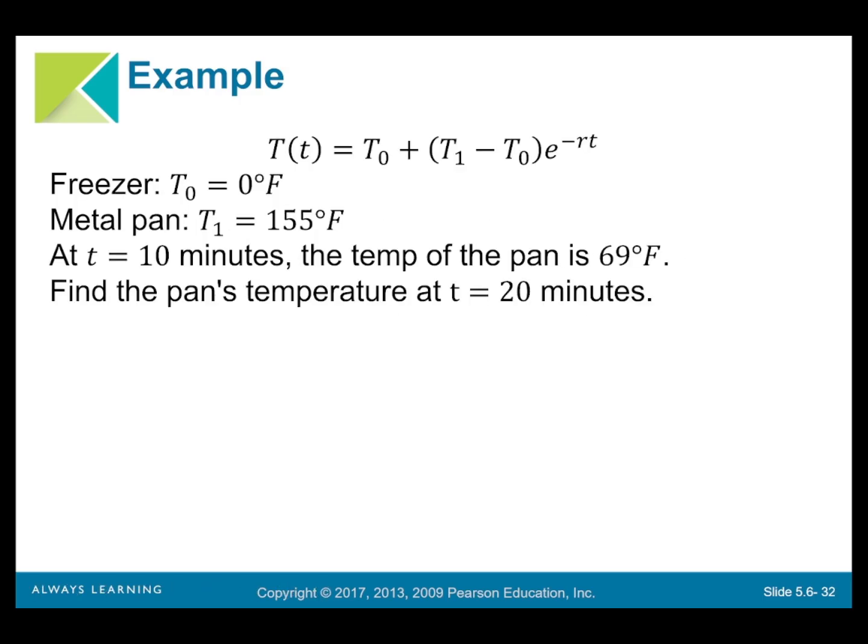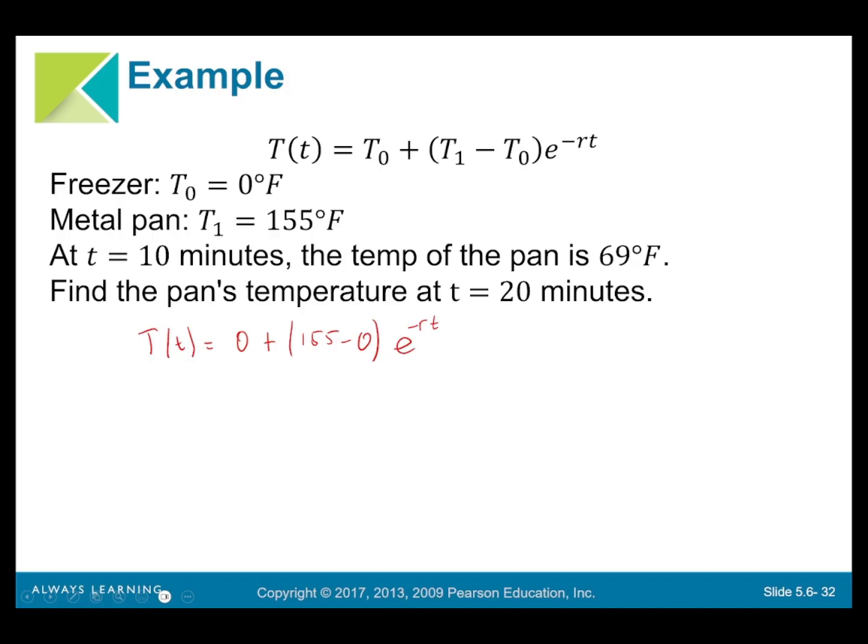So we're looking at a freezer being T0 at 0 degrees Fahrenheit, a metal pan at T1 being 155 degrees Fahrenheit, and at T equals 10 minutes, the temperature of the pan has gone down to 69 degrees. What will it be at 20 minutes? So let's fill out what we know so far. We have T0 is 0, T1 is 155. That means our equation, T of t becomes 0 plus 155 minus 0 e to the minus RT.